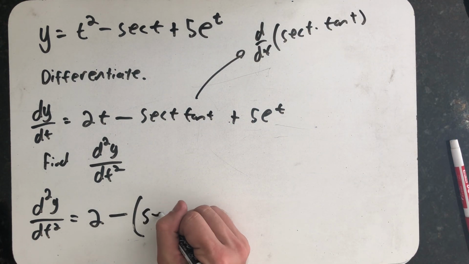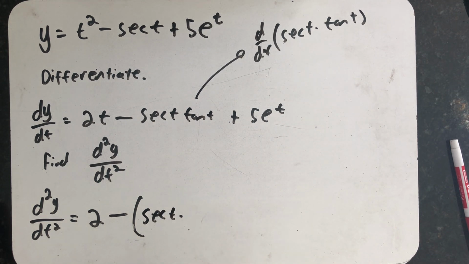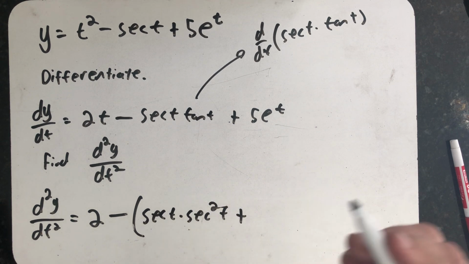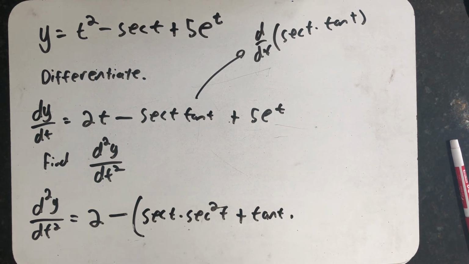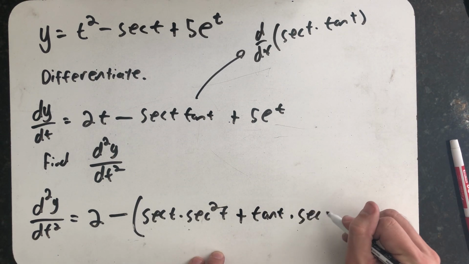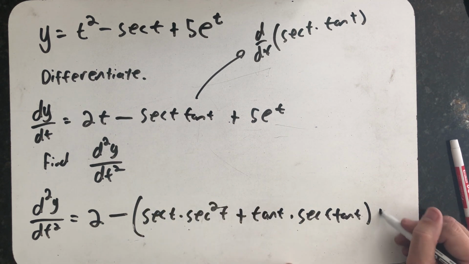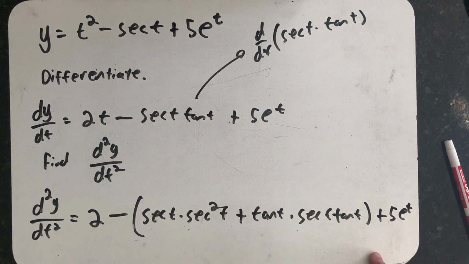The first times the derivative of the second, and the derivative of tangent is secant squared, plus the second times the derivative of the first, and the derivative of secant is secant tangent, plus 5e to the t, because the derivative of 5e to the t is 5 times e to the t.